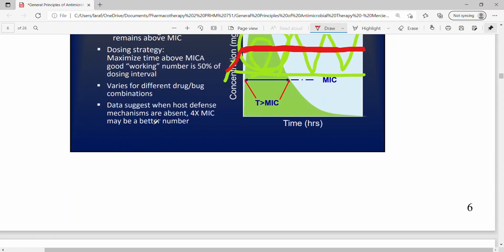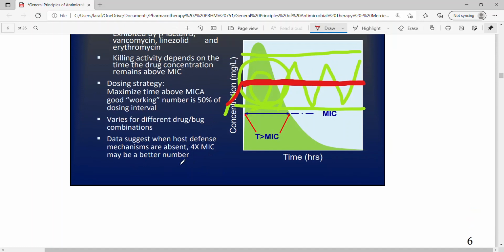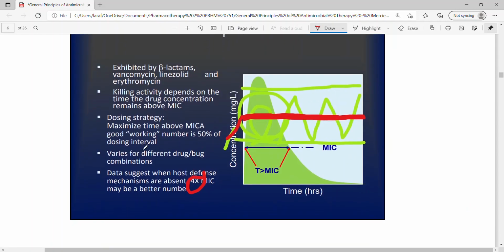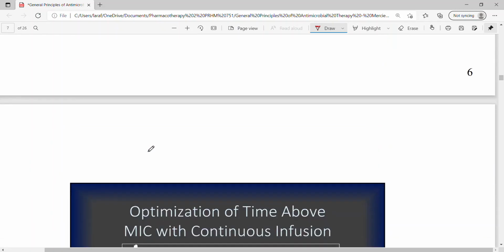So the data suggests when host defense mechanisms are absent, you need at least 4 times the MIC, and that might be a better number. So if, let's say, your body doesn't have the ability to produce any defense against these infections, then you need 4 times the MIC concentration to be effective, to be efficacious against this infection.